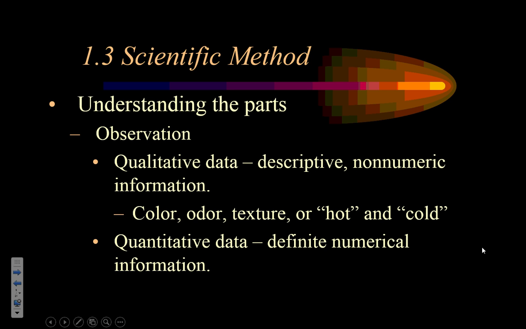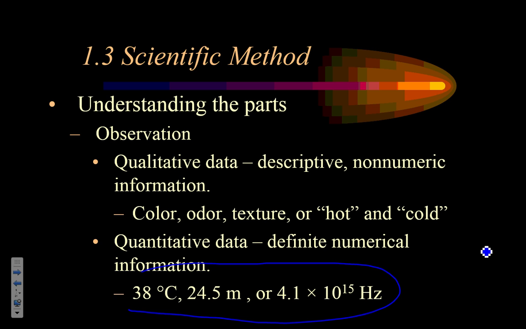Another type of data would be quantitative data, and that's our defined numerical data, our number information. So saying the temperature is 38 degrees Celsius, the length is 24.5 meters, or the frequency is 4.1 times 10 to the 15 hertz. All those are number information, so that would be quantitative data. And honestly, whenever possible, we try and obtain quantitative data, not because it's any better, not because it's any more correct. It's just that numeric data has a level of precision to it that sometimes qualitative data doesn't have.